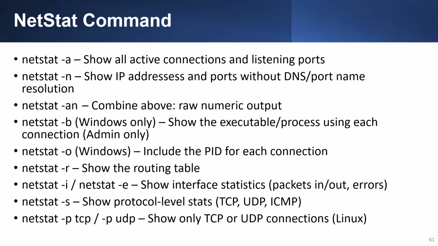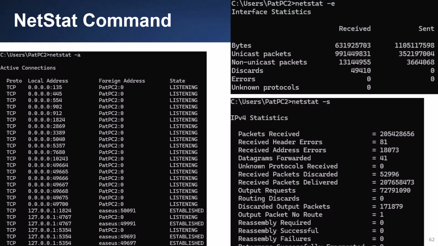This page shows the various available netstat options. Netstat -a shows all active connections and listening ports, while netstat -n shows IP addresses and ports. Netstat -b in Windows shows the executable program or process using each connection. Netstat -r shows the routing table, and netstat -i and -e show the interface statistics, including errors. Netstat -s shows the protocol level stats. Here, you can see the netstat -a, netstat -e, and netstat -s commands.